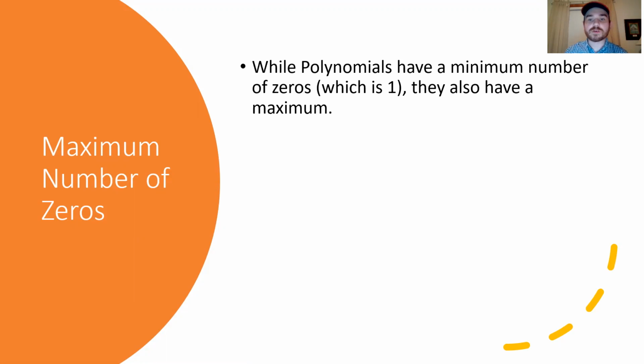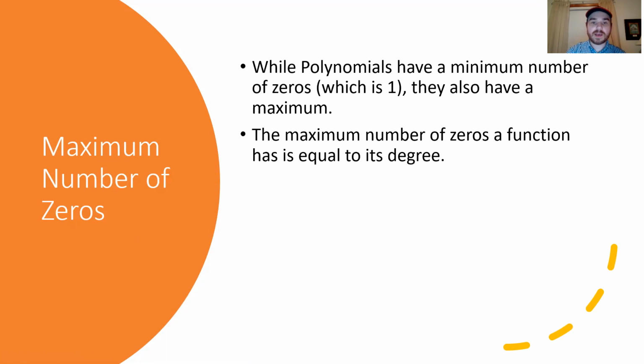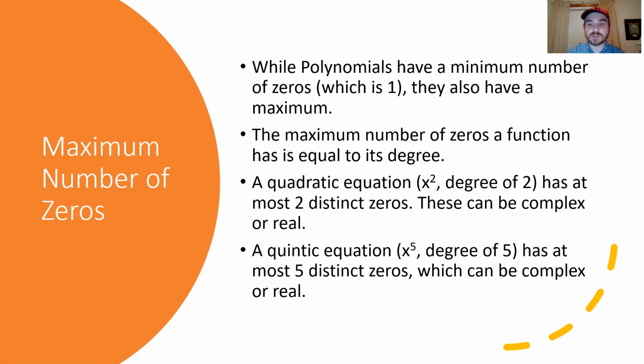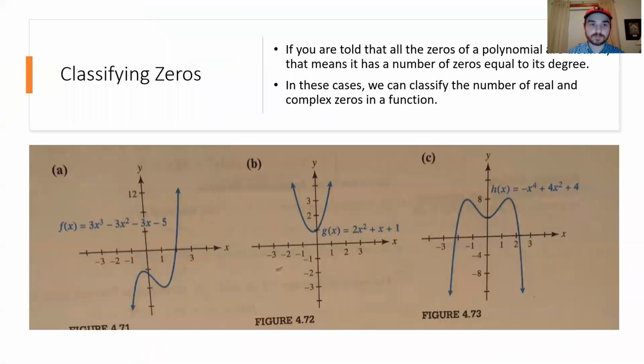Maximum number of zeros. Well, polynomials have a minimum number of zeros, which is always going to be 1, assuming that the polynomial actually has an x value somewhere in it. They also have a maximum. The maximum number of zeros a function has is equal to its degree. So a quadratic equation can have 2 zeros, which you've seen plenty of times before. A cubic function can have 3, a quartic function can have 4, so on and so forth. A quintic equation can have 5.